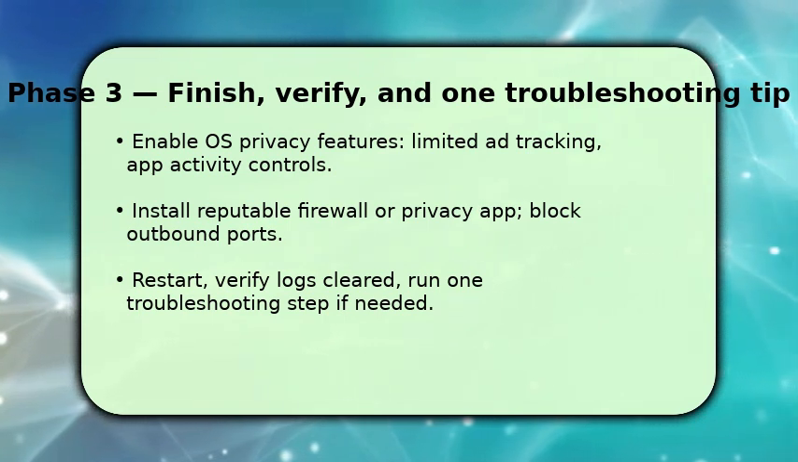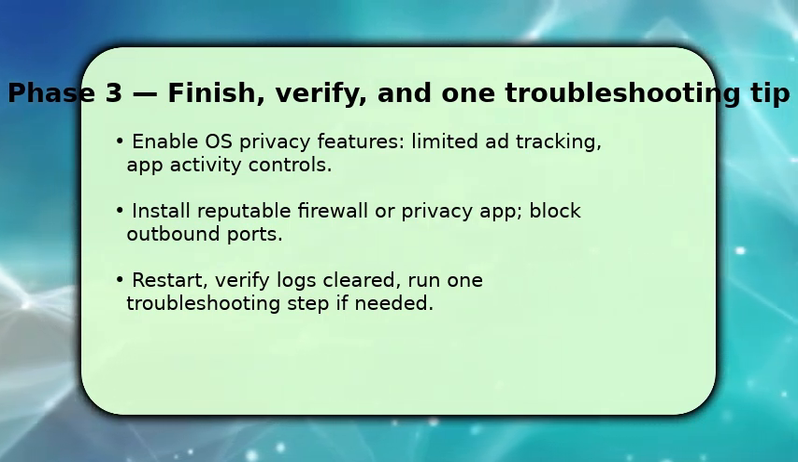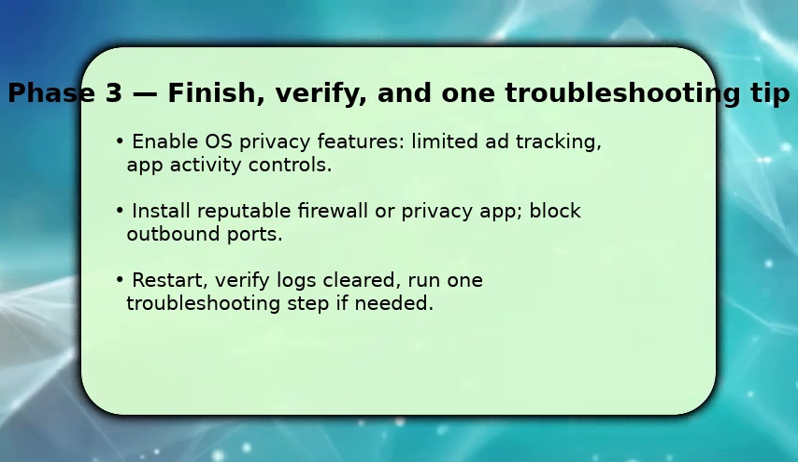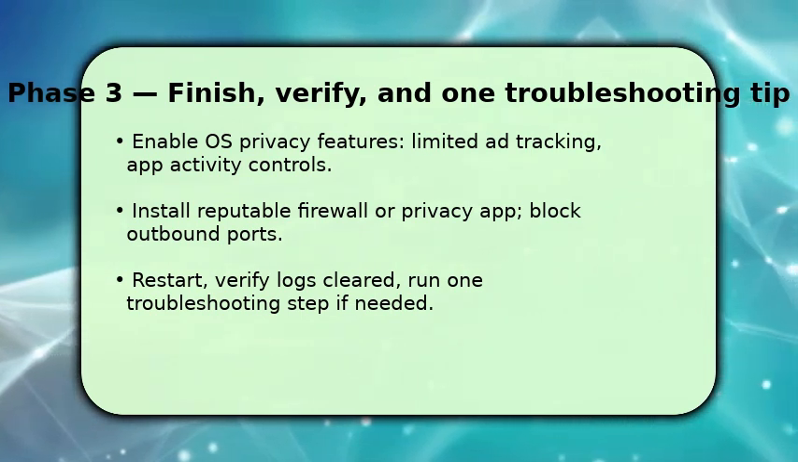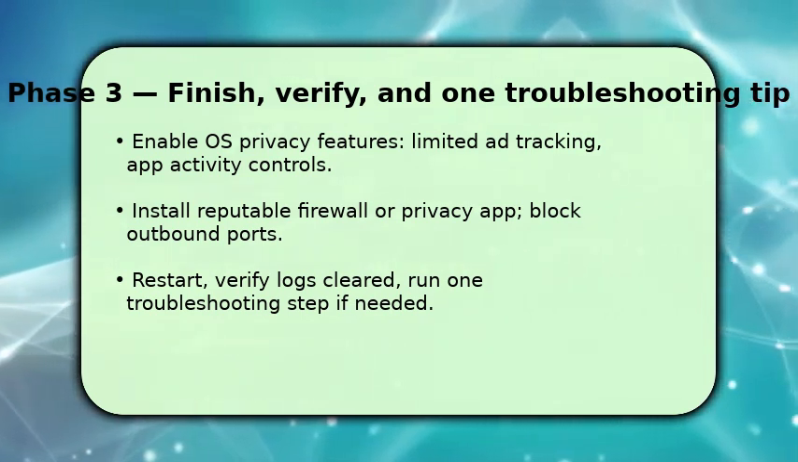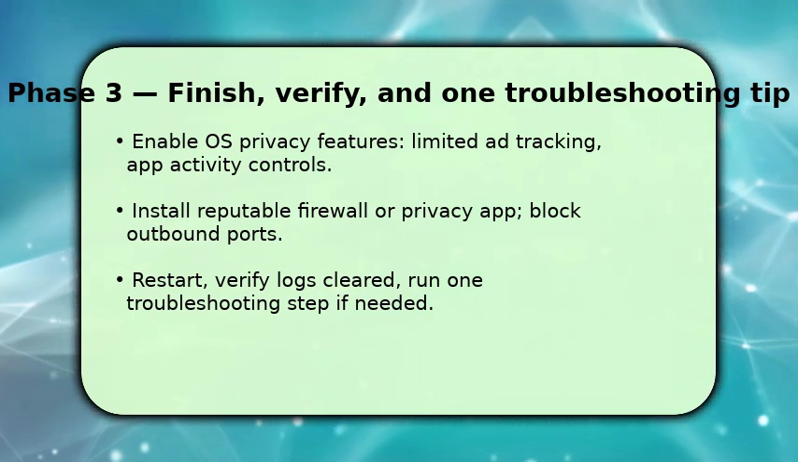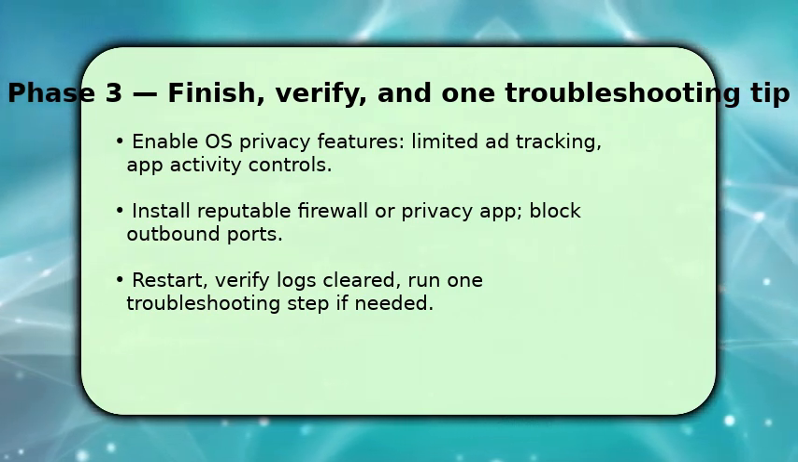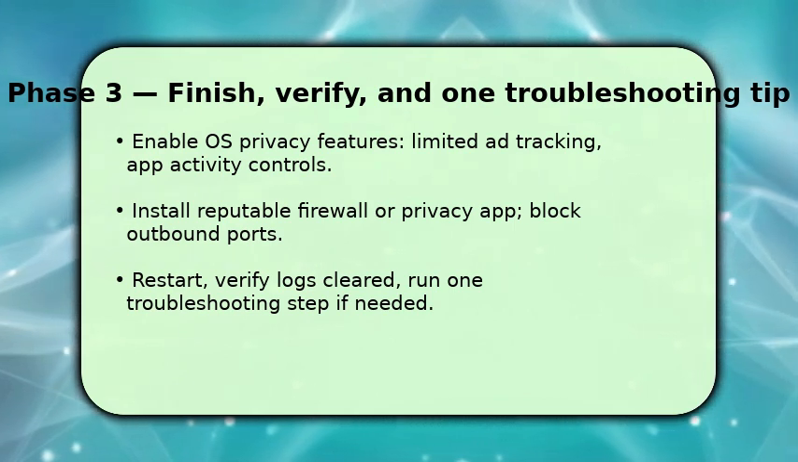Restart the phone to apply changes and then inspect log files, backup settings, and app activity to confirm no new entries. If you still see logging, run one troubleshooting step. Reboot into safe mode. Remove recently added apps and recheck permissions. This isolates persistent background activity.